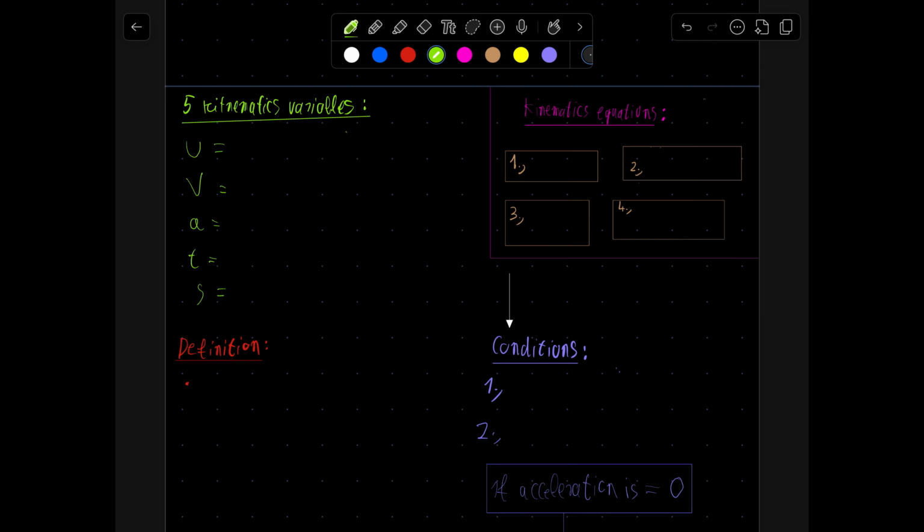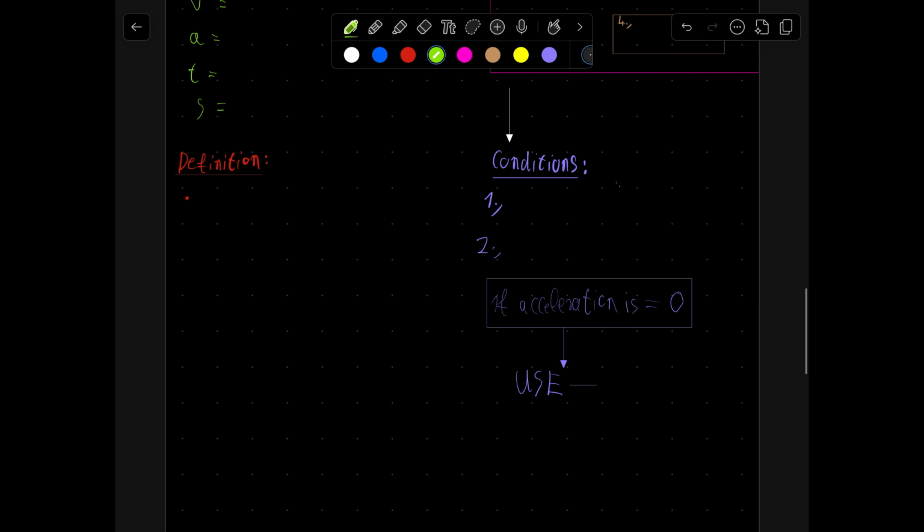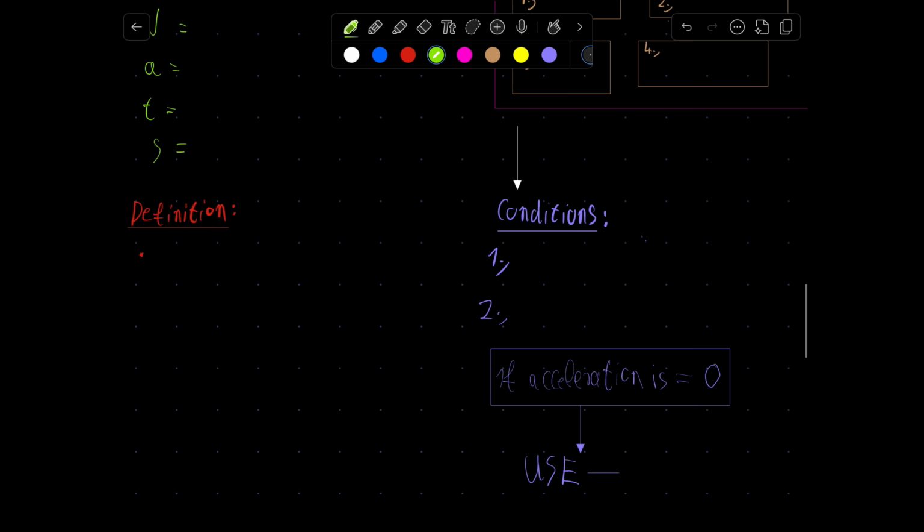Hey guys, in this video I'm going to explain the kinematic equations in a quick and simple way. So let's start by stating the definition. Kinematic equations are used to describe motion when acceleration is constant.